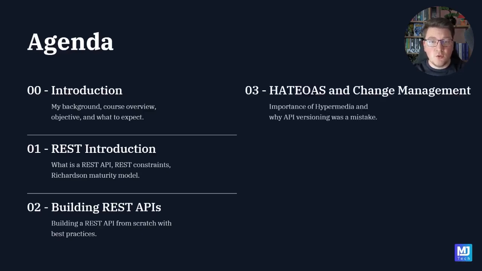Then we're going to continue with probably the most important chapter of this course, which is HATEOAS and change management. Here, I'll highlight the importance of hypermedia and why it's required to build a proper REST API, but also how you can use it to make your API evolvable and discoverable, and how we can use hypermedia to drive the behavior inside of our client applications. We're also going to touch on the topic of API versioning and why it's maybe not the best solution for the problem that we are trying to solve.